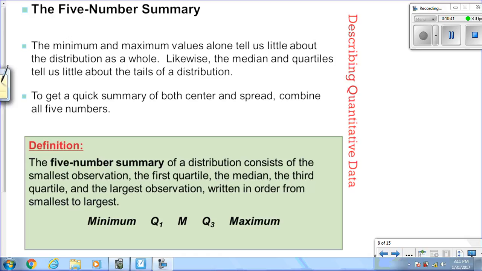The next thing I want to talk about is the 5-number summary. Your 5-number summary would just be listing out your minimum value, Q1, your median, Q3, and your maximum value. You would want to write them in order from smallest to largest. A lot of times when you're comparing distributions, you're going to be given the 5-number summary of each distribution, and you would have to compare the values in each one.